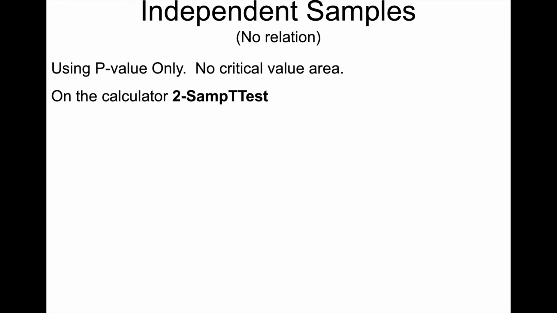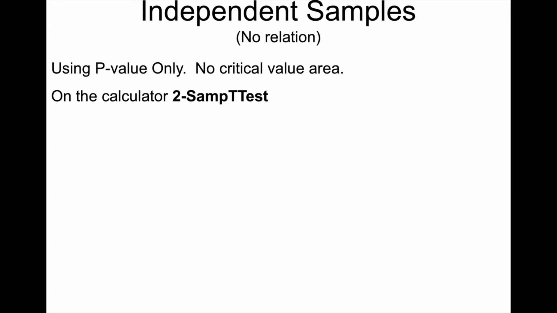Okay, so we are only going to be covering the p-value method. We will not be covering the critical value method. You can use the same critical value steps that we did before, but we're not going to be doing it for this topic. We're only going to be doing the p-value method. So we'll be using the two sample t-tests on our graphing calculators, the TI-83s, 84s.